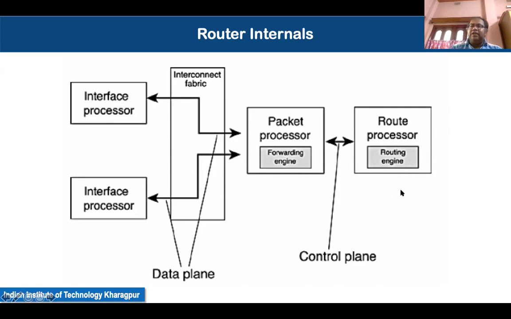So this route processor and the routing engine are part of the control plane, and the remaining part, where through the interface processor you get the packets and do the forwarding through the packet processor, which is the microcontroller, is part of the data plane of the router.